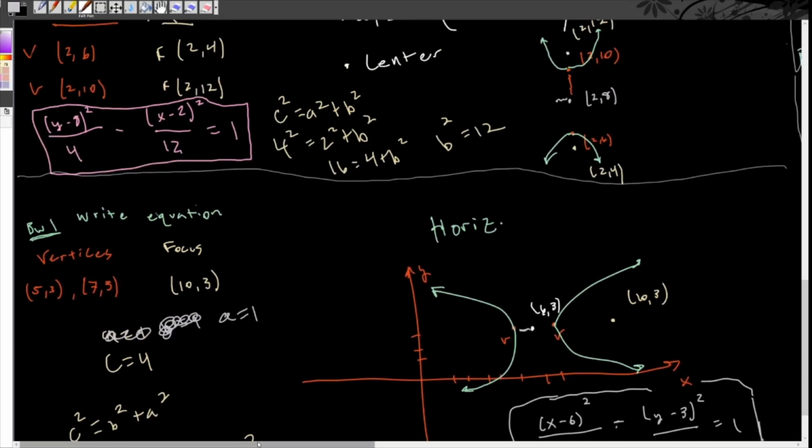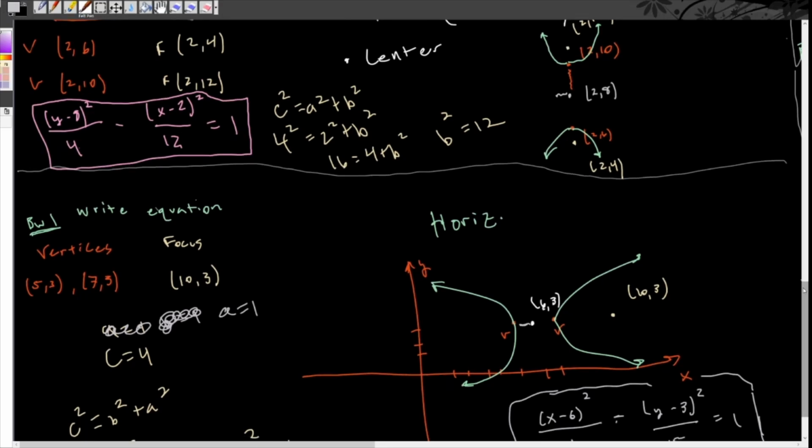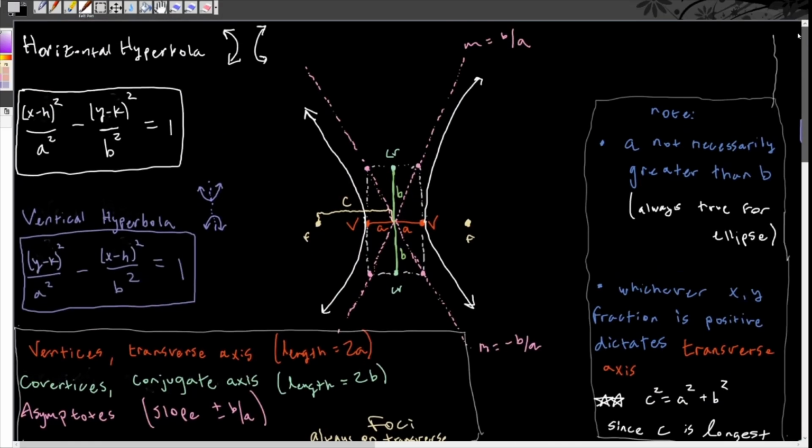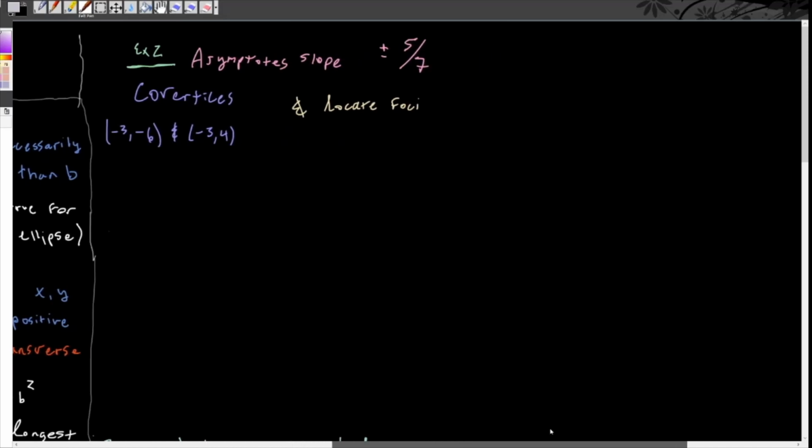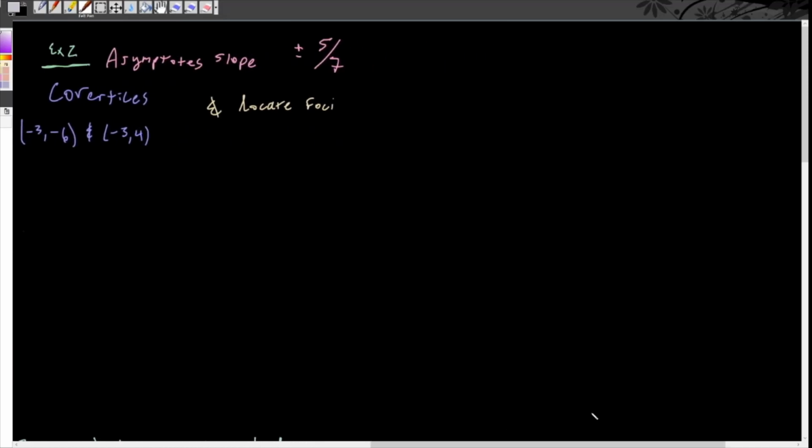All right, let's take a look at another one. Okay, so we have some information here. Asymptotes have slope plus or minus 5/7. We have the location of two covertices, and the question here, I'll circle it, is to find the equation and to locate the foci.